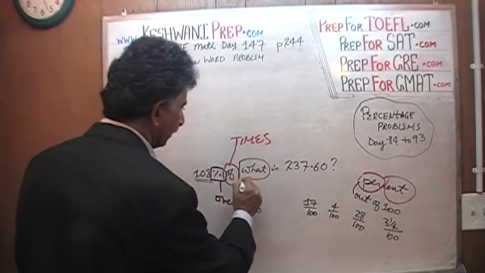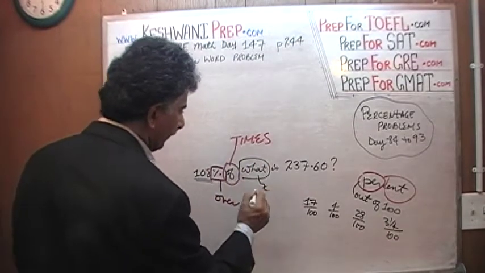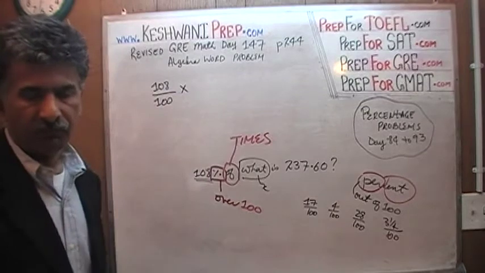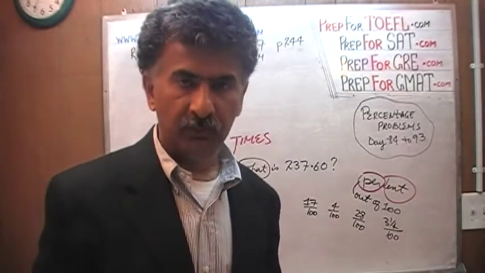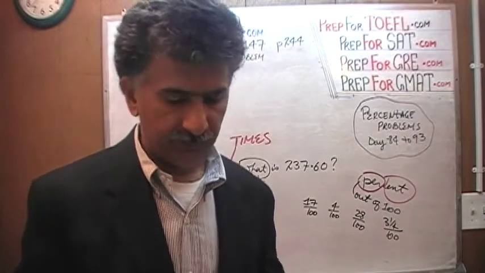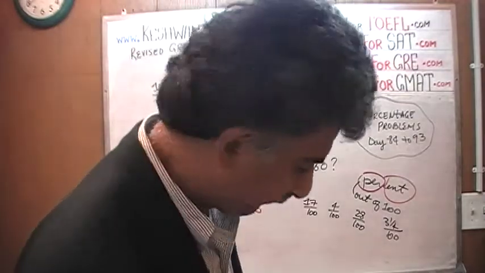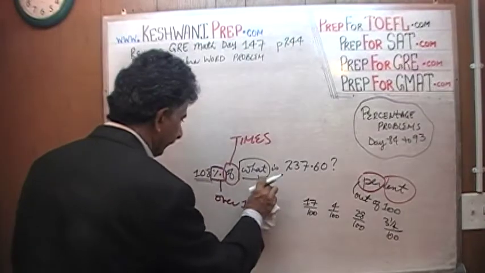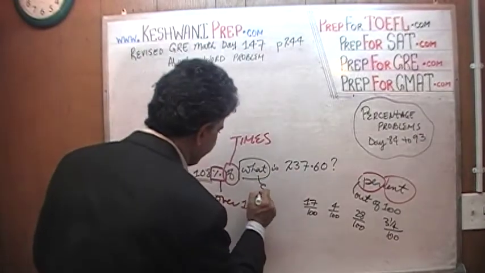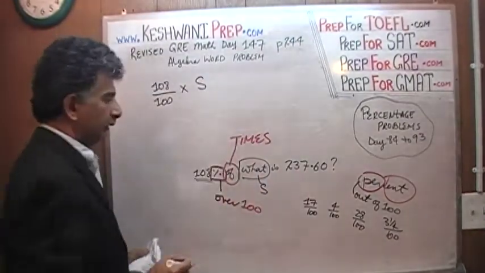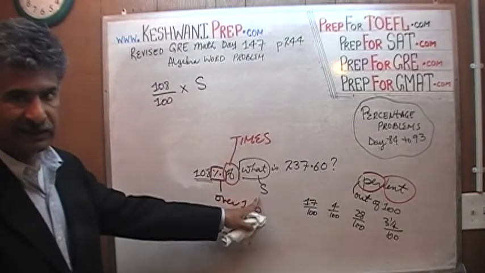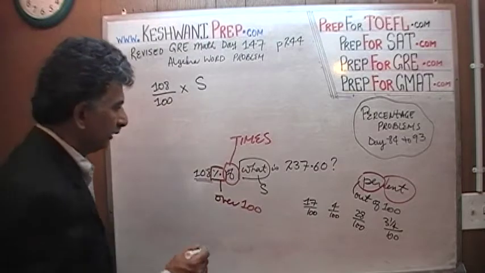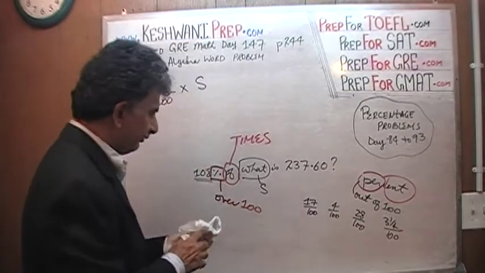What is our unknown? Convention dictates that we replace it with x. Of course, if you want to call your unknown y or z or a or b, it doesn't really matter. As a matter of fact, just to make it interesting, I'm going to replace it with s. S is our salary. So 108% of what, which I'm calling s for the salary, that's what we're solving for. What does is mean?